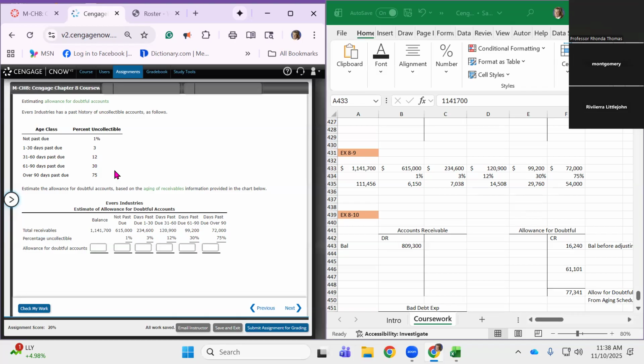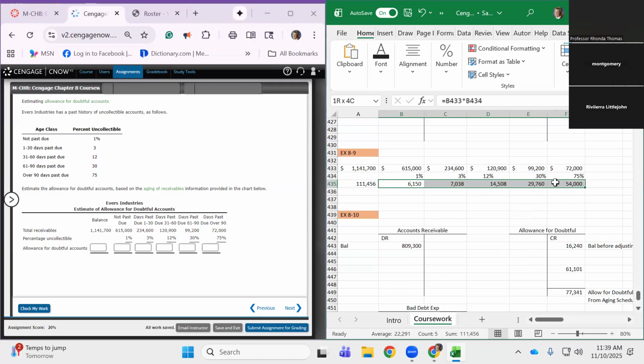Okay, so all you gotta do now is just take each percentage and then add across to get your allowance for what the doubtful account should have in it. Okay, so I've done all that. I've got 1%, 3%, 12%, 30%, 75%. 75% uncollectability of 72,000 results in $54,000. If you add up all of these across the way, so now let me just put these in.